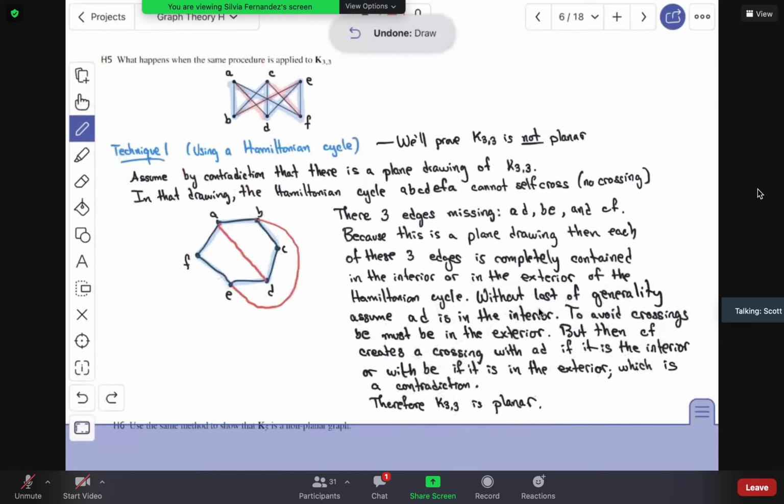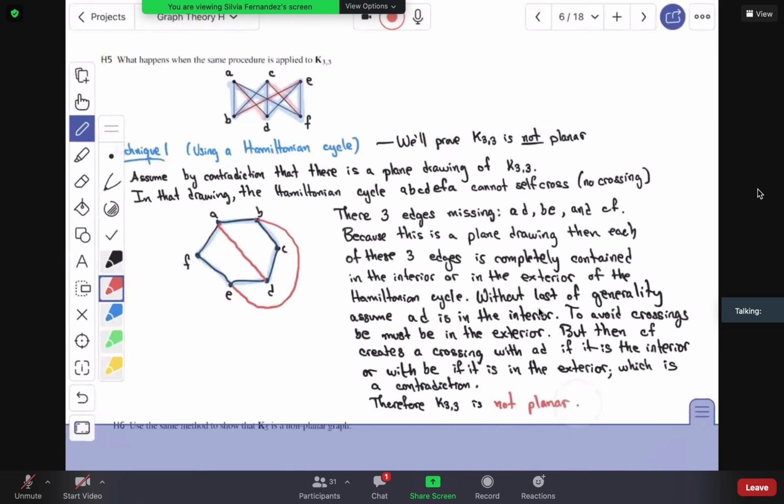Just to be clear, we're proving it is or is not planar. Yes, definitely not planar. Okay, sorry. No, thank you.